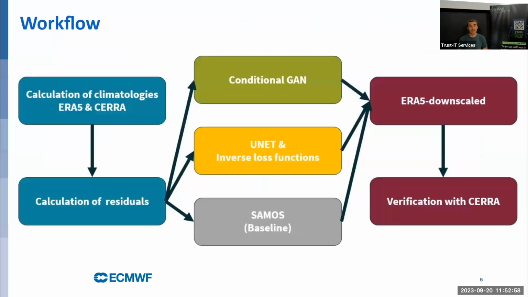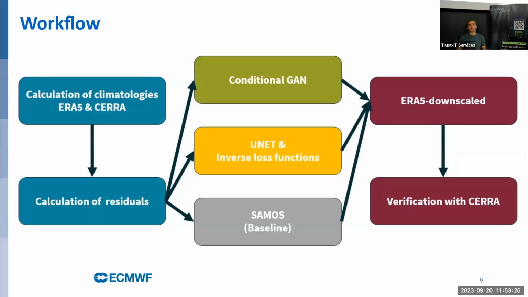How was this done? Actually, we were quite ambitious. We didn't do this with only one model, but we aimed to do 3 different things and compare these different models on the go. As you see, we have one baseline model which I will talk a little bit about, which is a statistical model called SAMOS. And we have 2 machine learning approaches where Irene and Sebastian will talk a little bit more about.